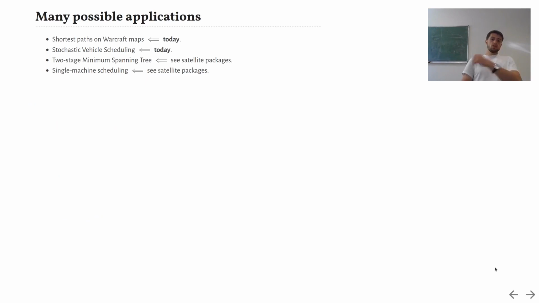We have many possible applications of this package, and we're only going to show you two of them today, which are the shortest path on Warcraft maps and the stochastic vehicle scheduling problem. If you want to have more, you can see the two-stage minimum spanning tree or a single machine scheduling problem with satellite package we can present you at the end of this session.